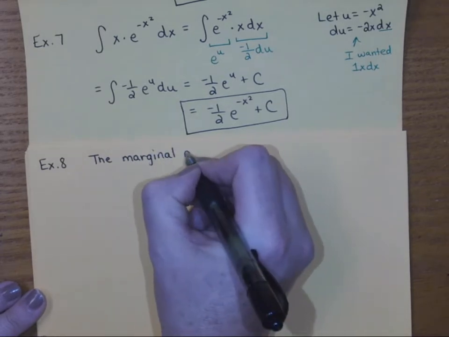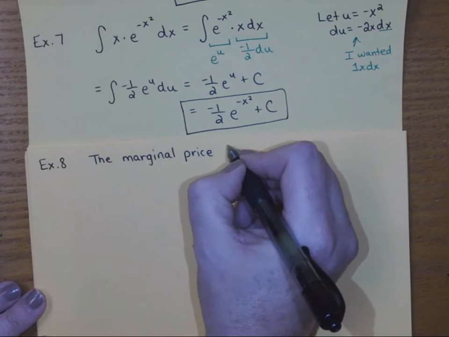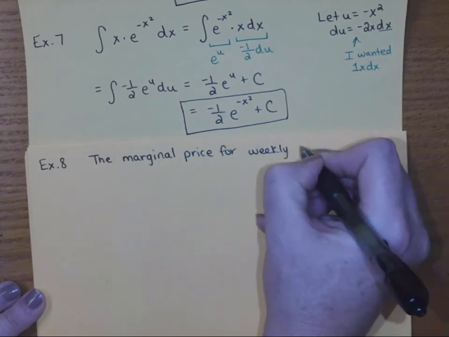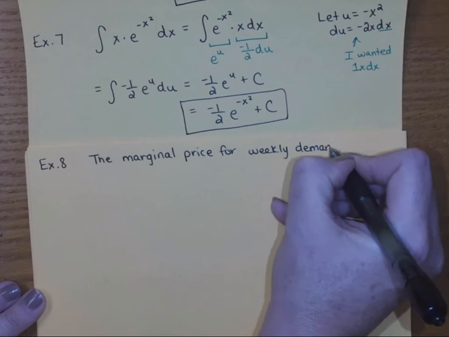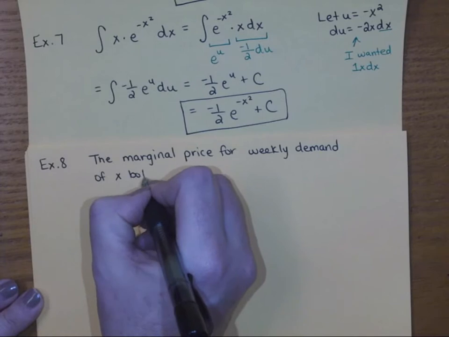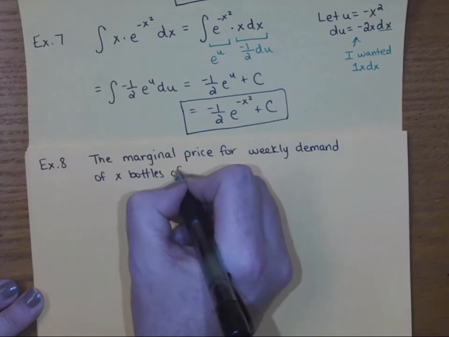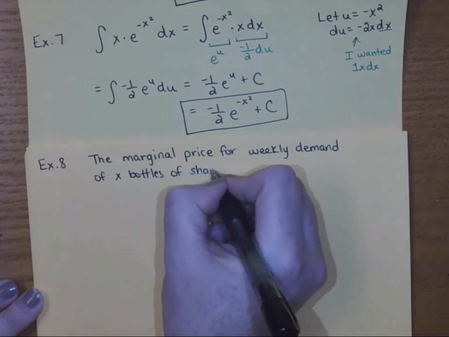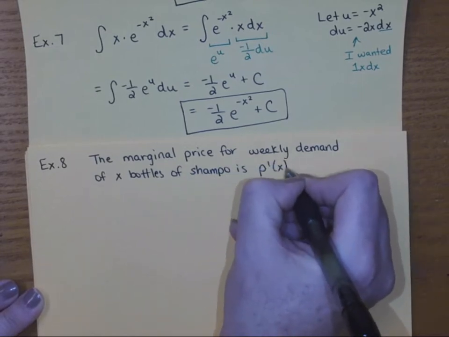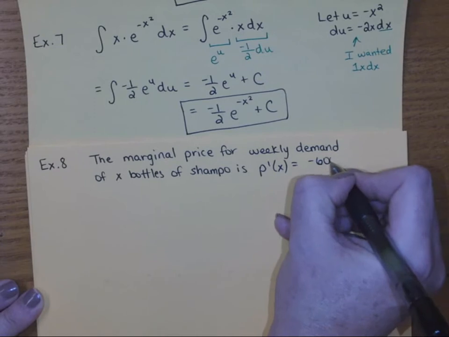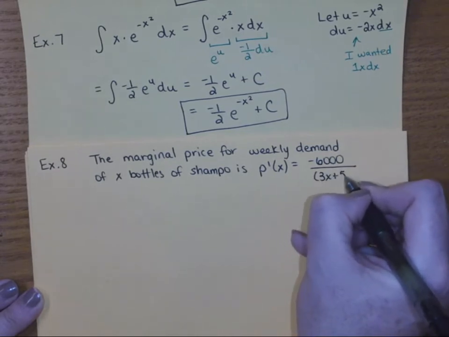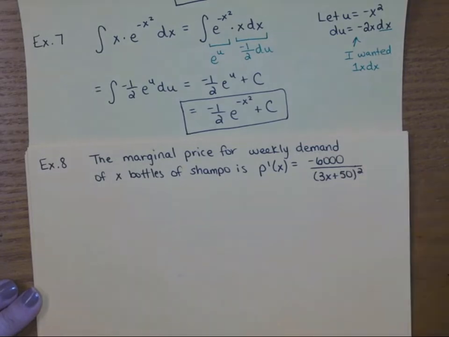Alright, so let's look at a couple of example problems, application problems. I'll try to keep these not so wordy. The marginal price for the weekly demand of x bottles of shampoo is P prime of x equals negative 6,000 over (3x plus 50) squared.